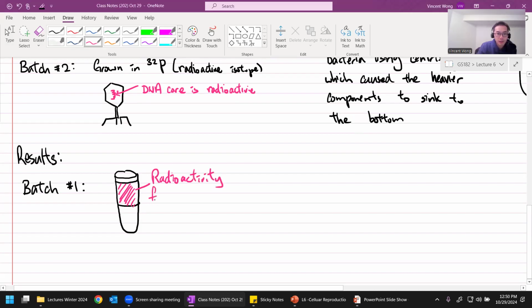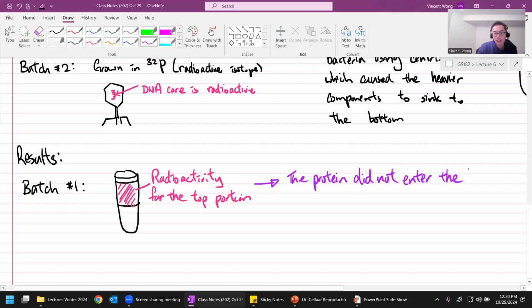Radioactivity for the top portion. What does this mean? This means the protein of the virus did not enter the bacteria. We can say viral proteins did not enter the bacteria because it stayed outside.